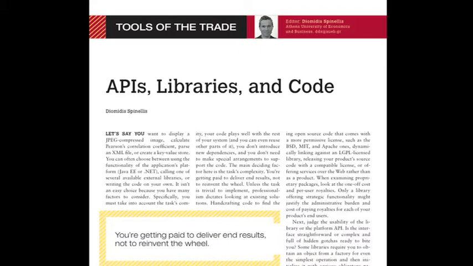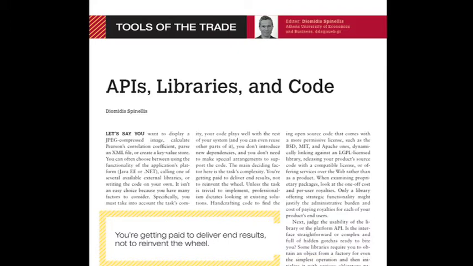Where to start? There are clear advantages in writing your own code. You control its quality, your code plays well with the rest of the system, and you can even reuse other parts of it. You don't introduce new dependencies, and you don't need to make special arrangements to support the code.